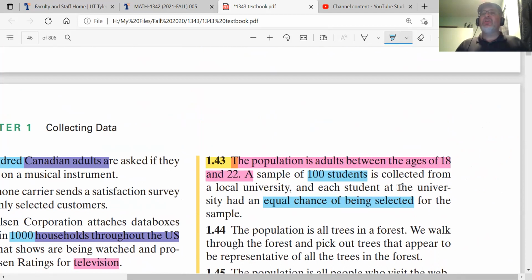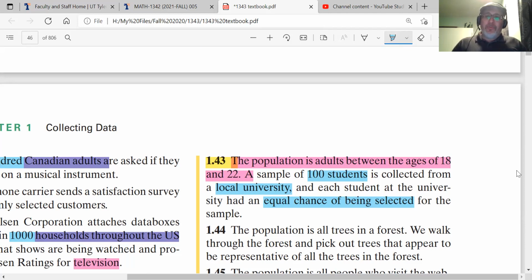And the answer is no. I know they'll have an equal chance of being selected, but think about it. What is the population we're studying? All adults between 18 and 22. But where did the sample come from? A local university. Unless all adults between 18 and 22 go to this local university, this is not a random sample of that population, because not all elements of the population could have been selected, only the students at this local university.